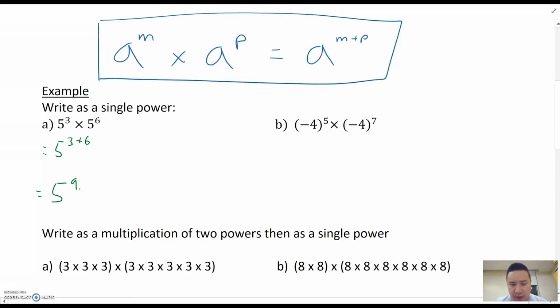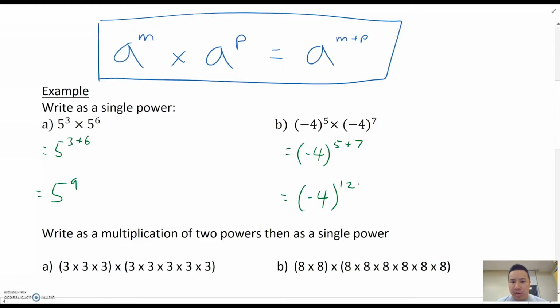Then let's take a look at this other one here. This one is negative 4 to the power of 5 times negative 4 to the power of 7. It has a base of negative 4, and our exponents are 5 and 7. So just because the base is negative doesn't change the fact that this exponent law still applies, right? We still have negative 4 as our base, that's no problem. And we're just going to add these exponents, the 5 and the 7. The base stays the same, and then 5 plus 7 gives us 12.